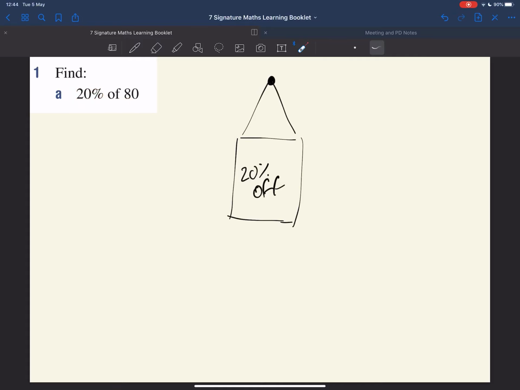So maybe we're looking at something that costs $80. Maybe it's a really nice jacket, a winter jacket that you like, and it's $80. Well, if we find 20% of 80, whatever that price is, we take it off that price, and that's what the discount will be. So let's first find 20% of 80.